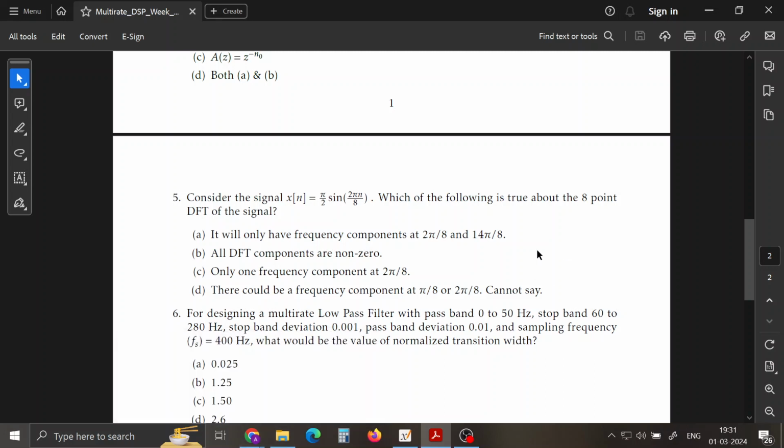So in the fifth question, we have a signal x of n equals pi by 2 times sine of 2 pi n by 8, and which of the following is true about the 8-point DFT, discrete Fourier transform of the signal? Option A says it will only have frequency components at 2 pi by 8 and 14 pi by 8. Second option says all DFT components are non-zero, and similarly we have options C and D.